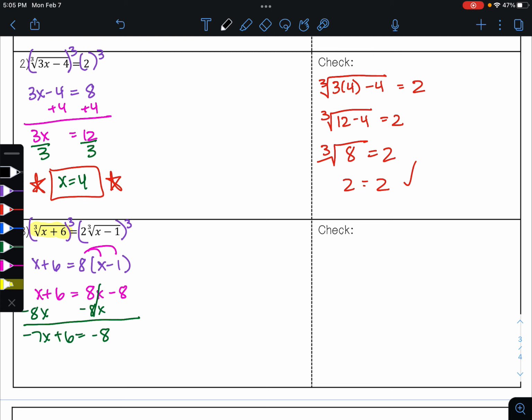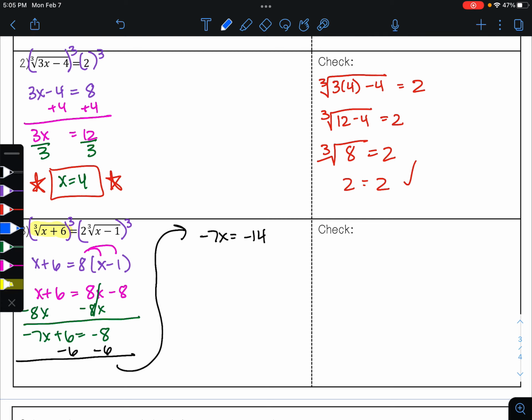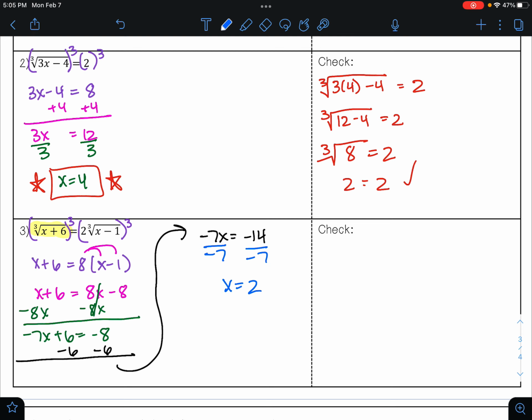To undo addition, I'll do subtraction. So I'll have negative 7x is equal to negative 14. And then to undo multiplication, I'll do division and get x is equal to 2.